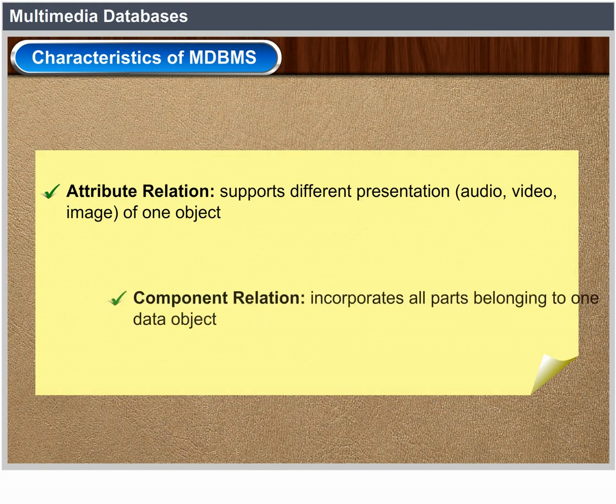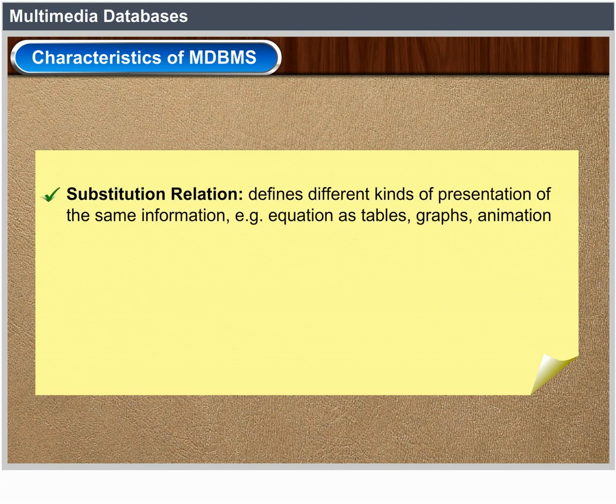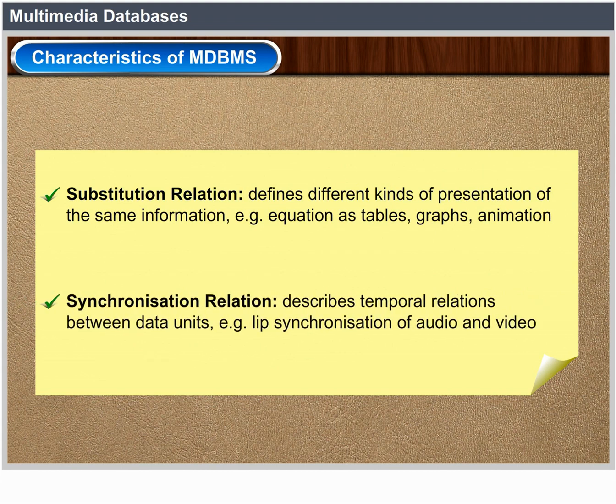Component relation includes all parts belonging to one data object. Substitution relation defines different kinds of presentation of the same information, for example, equations as tables, graphs, animation. Synchronization relation describes temporal relations between data units, that is, lip synchronization of audio and video.